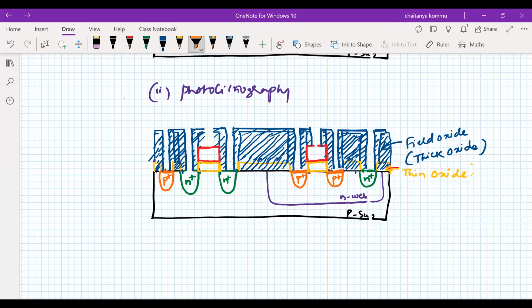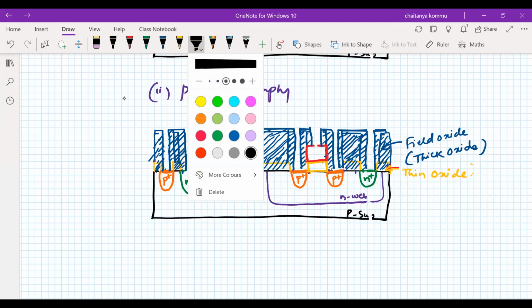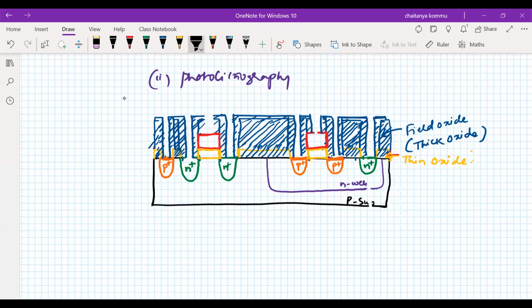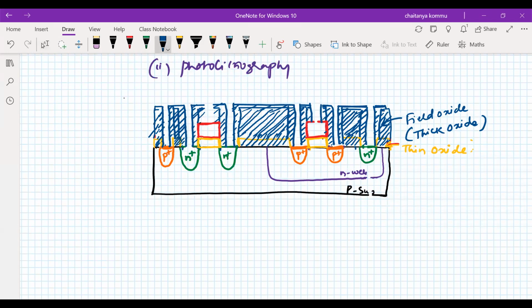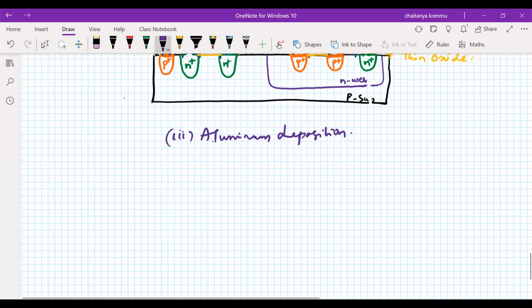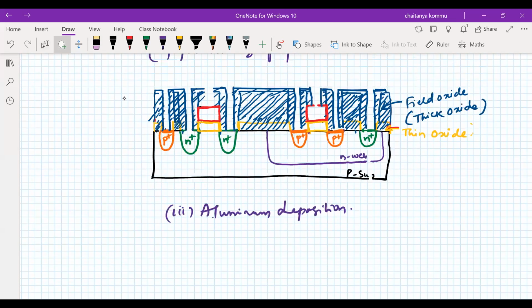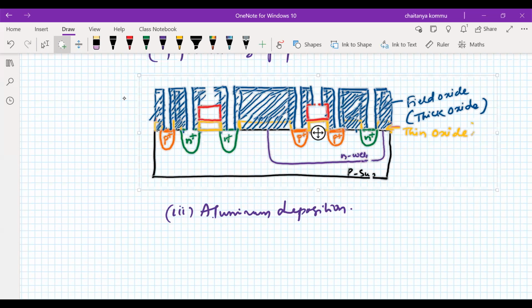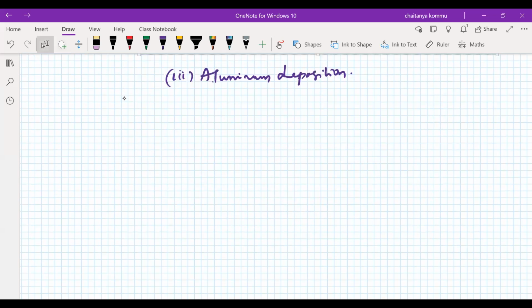Now I have to fill with metallization. Now I have to go for metallization. So the third step here is aluminum deposition. That's a better idea. That is how we can write it. Aluminum deposition. So how do we do this one? Take this one, copy, and paste it here.